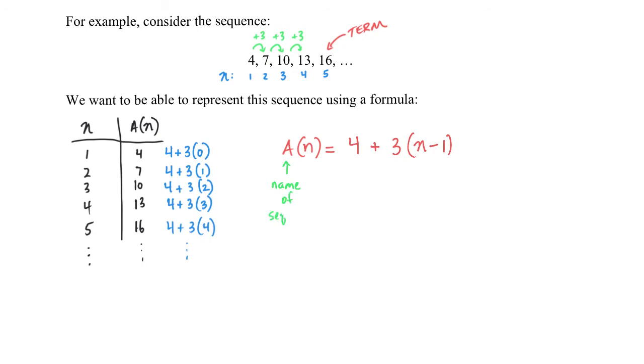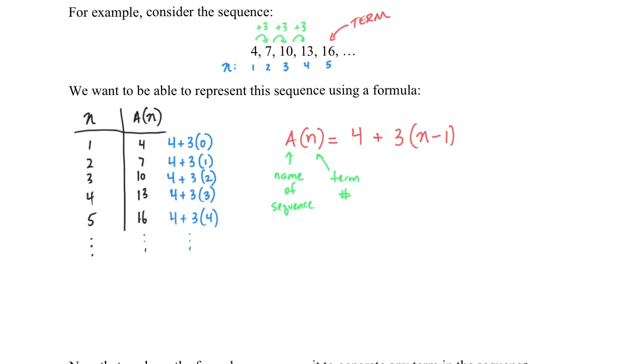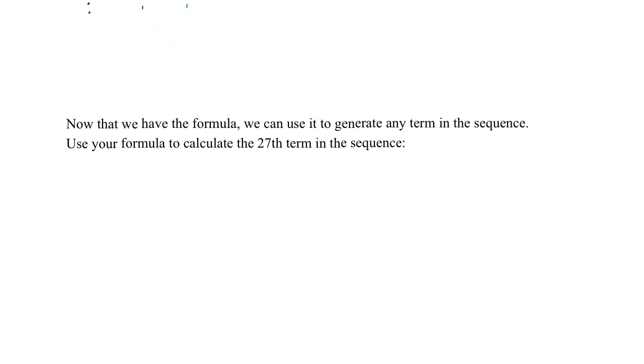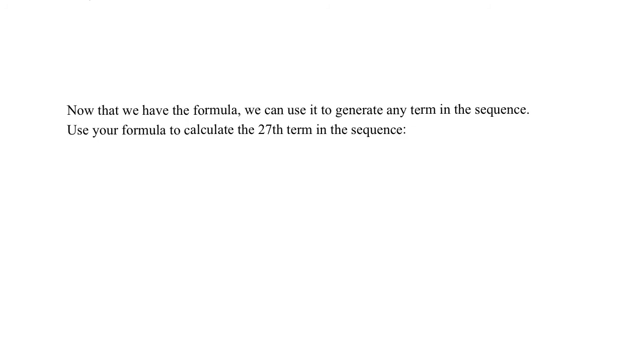And this here is our term number. Okay, so that's the name of the sequence, and this is the term number. How we say this is: A of n equals 4 plus 3 times n minus 1. Now, once we have our formula, we can generate any term in the sequence.